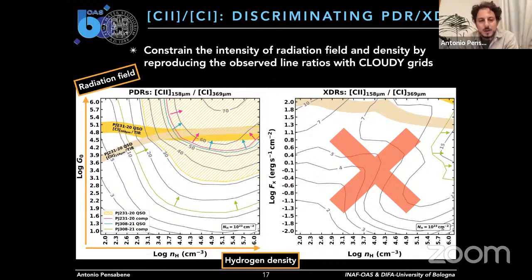We started with the C+ over C I line ratio, which is a powerful tool to distinguish the PDR from the XDR regime. As you can see, our observations, the colored areas and lines, are well reproduced by Cloudy models in PDR regimes. By also combining other information, for example, C I over total infrared luminosity and C+ over total infrared luminosity, we can put an order of magnitude constraint on the strength of the local radiation field, and exclude the XDR regime, of course.